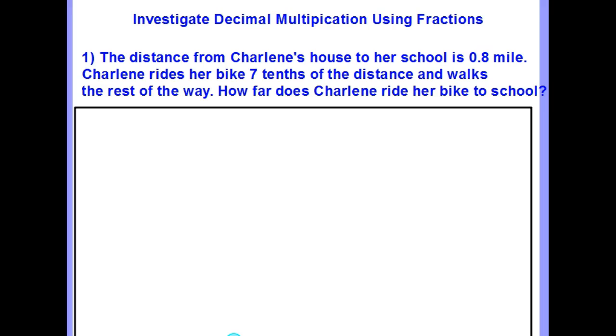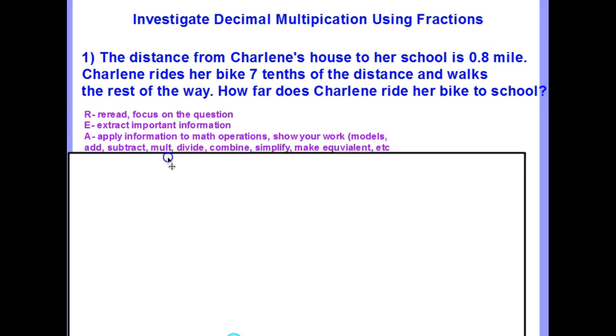The distance from Charlene's house to her school is 8/10 of a mile. Charlene rides her bike 7/10 of the distance and walks the rest of the way. How far does Charlene ride her bike to school?